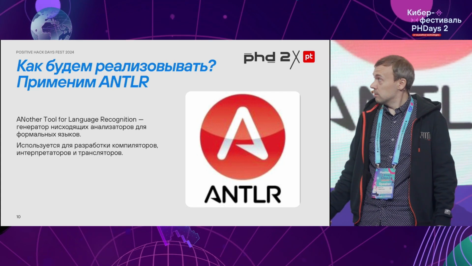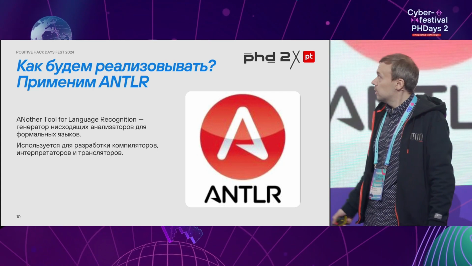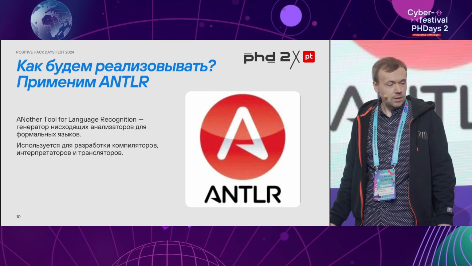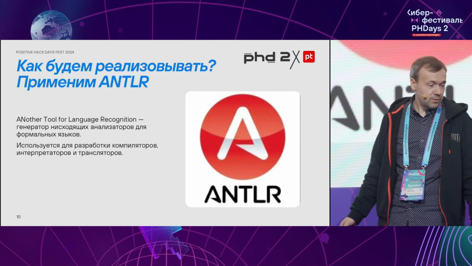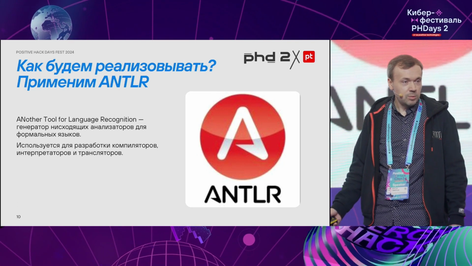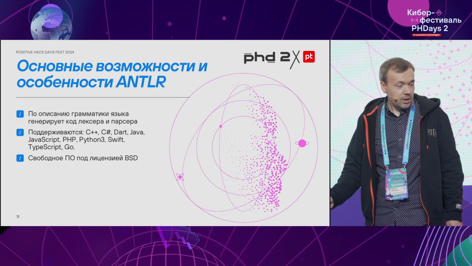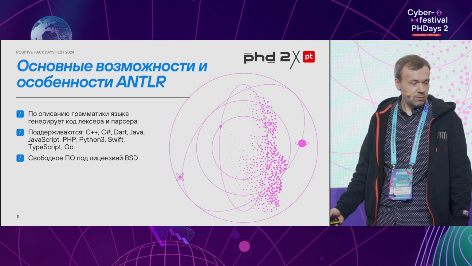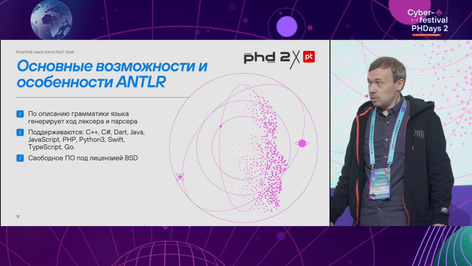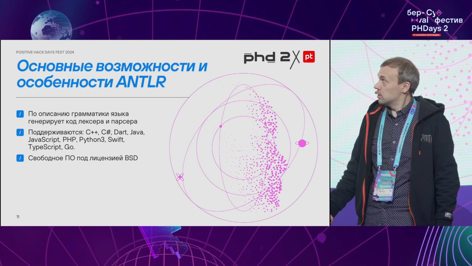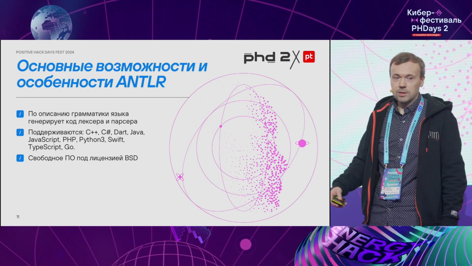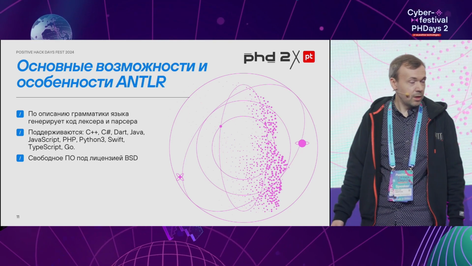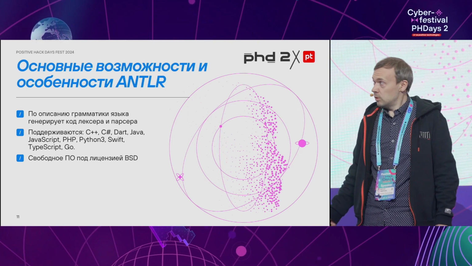To implement the solution, we decided to use a ready-made solution, ANTLR. ANTLR is a tool for language recognition, a generator of top-down analyzers for formal languages. But simply speaking, it can do a lot of routine work based on the grammar. For example, it can create the code of a lexer and parser, and they would analyze and process input data and then transform it into a more suitable format.